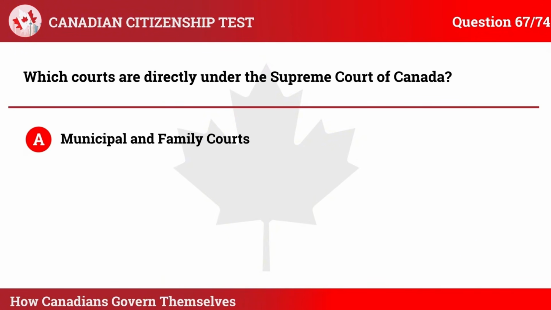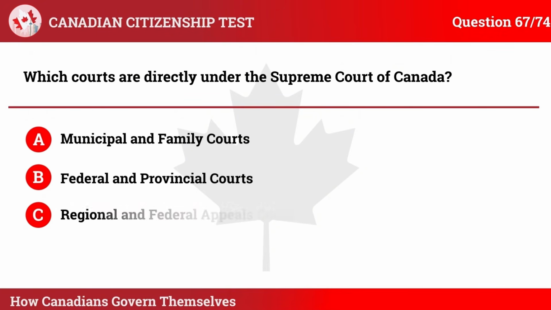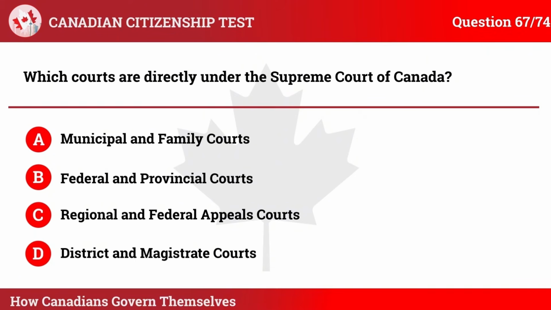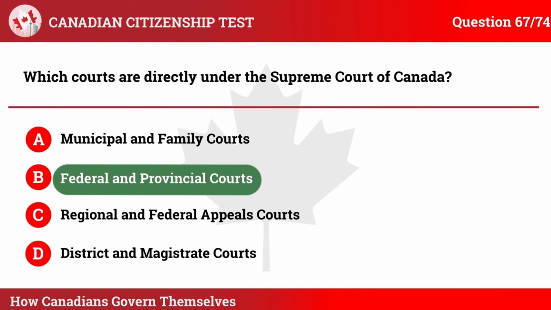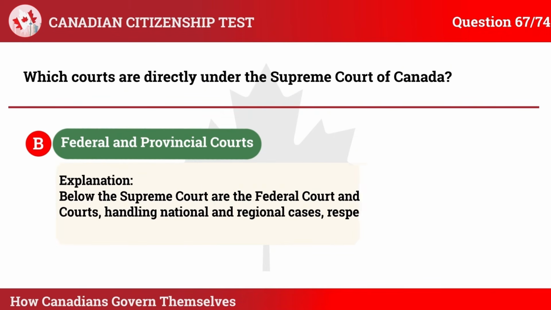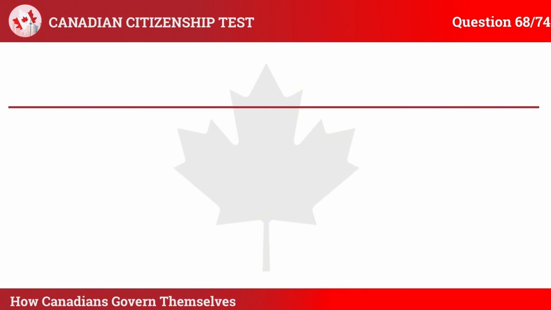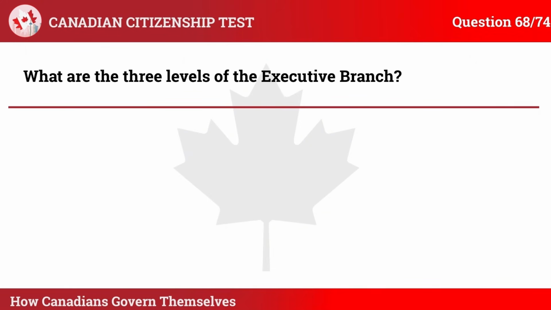A. Municipal and family courts. B. Federal and provincial courts. C. Regional and federal appeals courts. D. District and magistrate courts. The correct answer is B. Federal and provincial courts. Explanation: Below the Supreme Court are the federal court and provincial courts, handling national and regional cases, respectively. Question 68. What are the three levels of the executive branch?